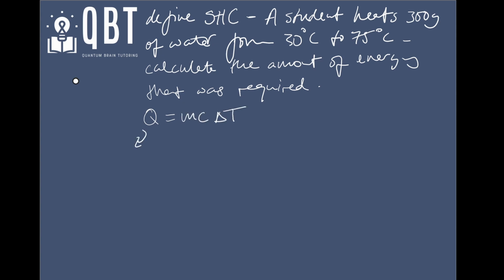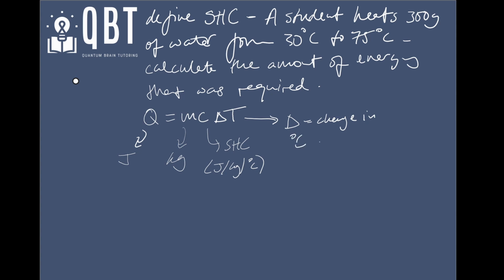Where Q is the energy that is required. That's the energy input, and that is measured in joules. Where m is mass, which is measured in kilograms. Where c is specific heat capacity, which is measured in joules per kilogram per degree Celsius, and delta means change in. So that is effectively your change in temperature, and that's measured in degrees Celsius.